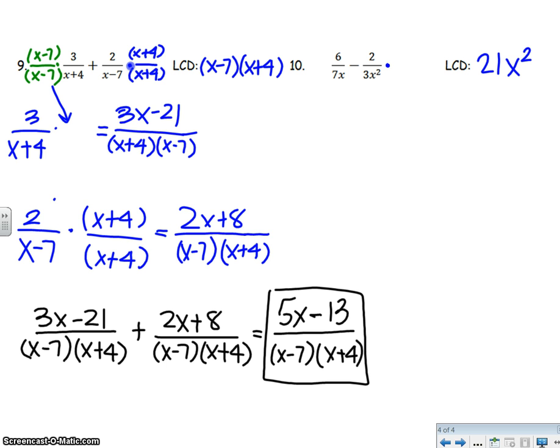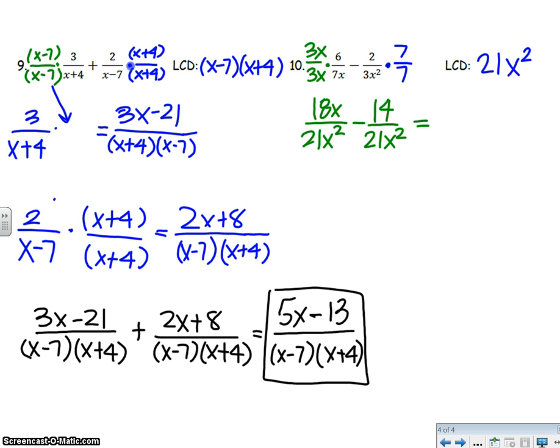So we need to determine what do we multiply 3x squared by to get to 21x squared. So hopefully you're thinking 7 over 7. And our first fraction, we're thinking we need 7x to turn into 21x squared. We're going to multiply that by 3x over 3x. Okay, so our numerator, 3x times 6, will give us 18x over 21x squared. And then minus, we'll do 2 times 7, 14 over 21x squared.